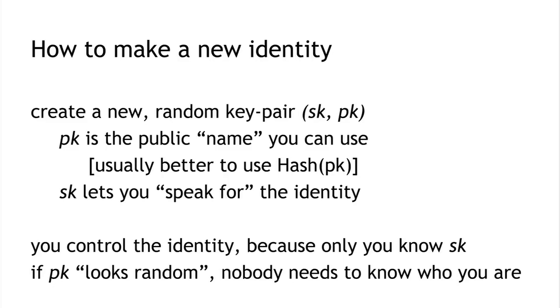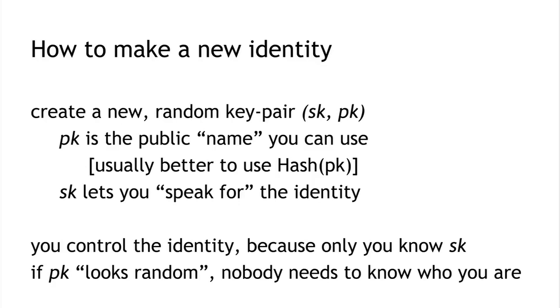All right, so if we're going to treat public keys as identities, one of the consequences is that you can make a new identity whenever you want. If you want to make a new identity, you just create a new random key pair, SK and PK, by doing the generate keys operation in our digital signature scheme. And we get out SK and PK. PK is then the public name that you can use. That's the name of that identity, what it's called. Although in practice, you'd probably use the hash of PK because public keys are big. But again, we'll leave that aside as a detail.